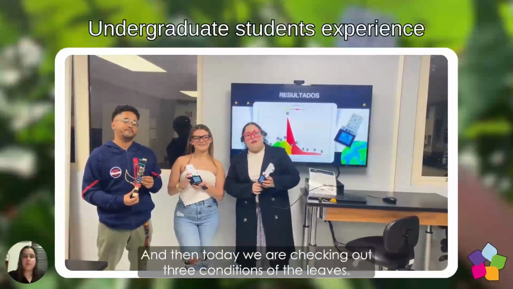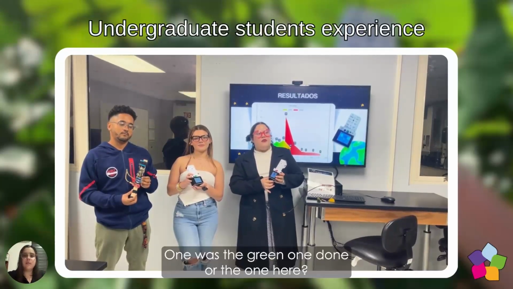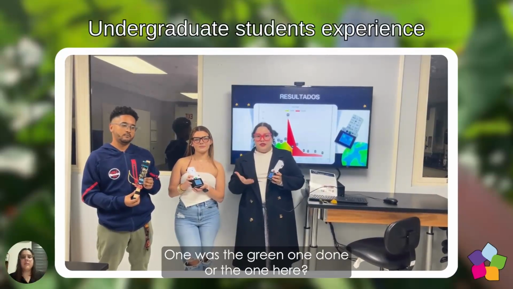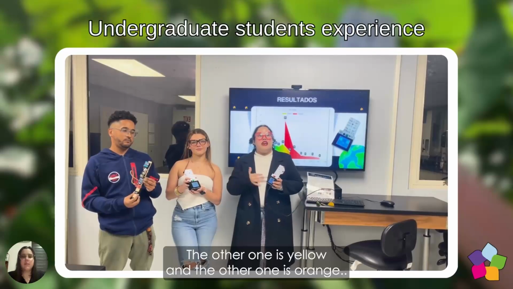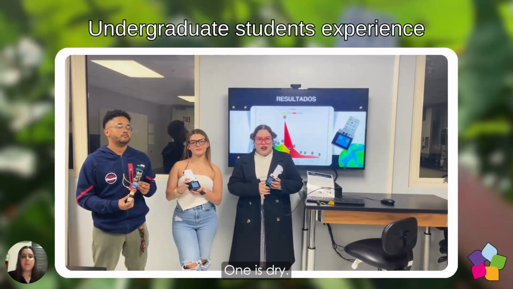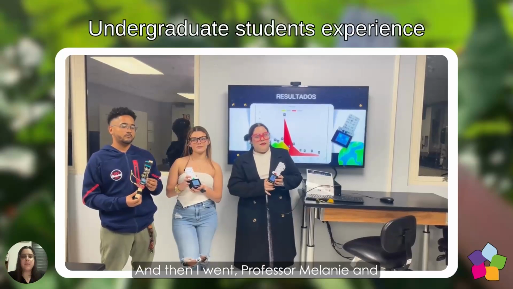Angelica, Gabriela, Dani. And today we've been checking out three conditions of the leaves. One was the green one, the normal one we normally see. The other one is yellow, and the other one is when it's already dry. And we've been doing it with our professor Melanie.